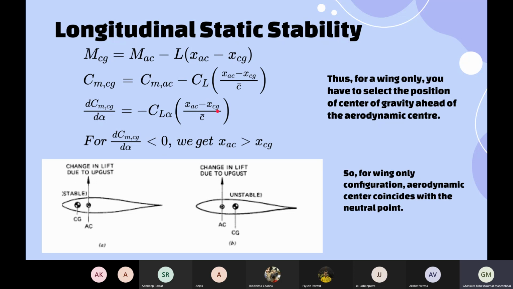And we know that the neutral point is just a location, like the location of CG, right? But here the location of CG is actually the aerodynamic center. So that's why for a wing only configuration, the aerodynamic center coincides with the neutral point. This is only for the wing only configuration, not for all aircraft. So please keep that in mind.